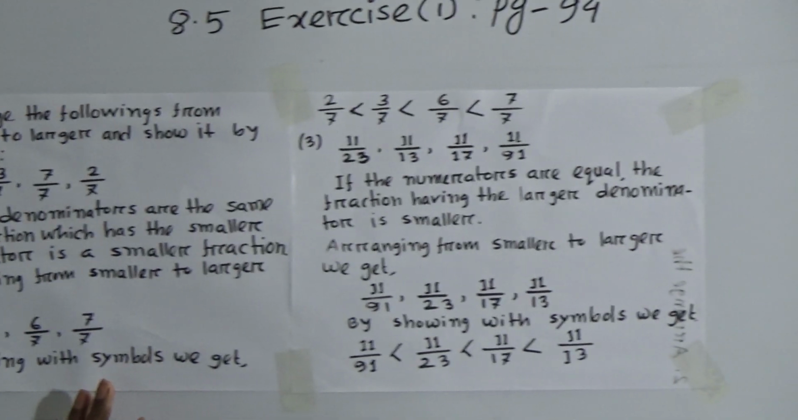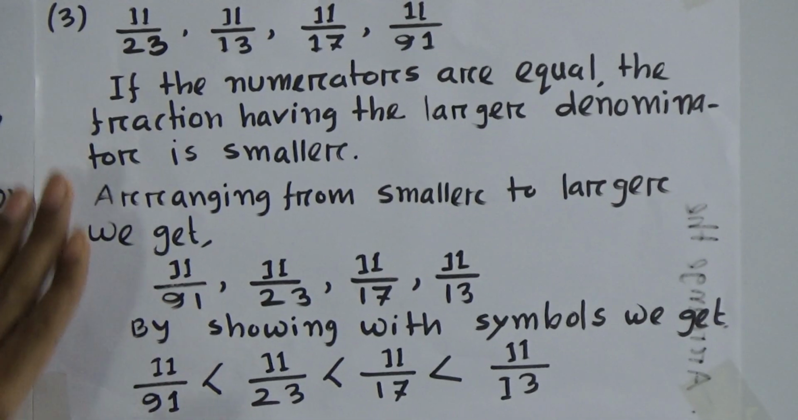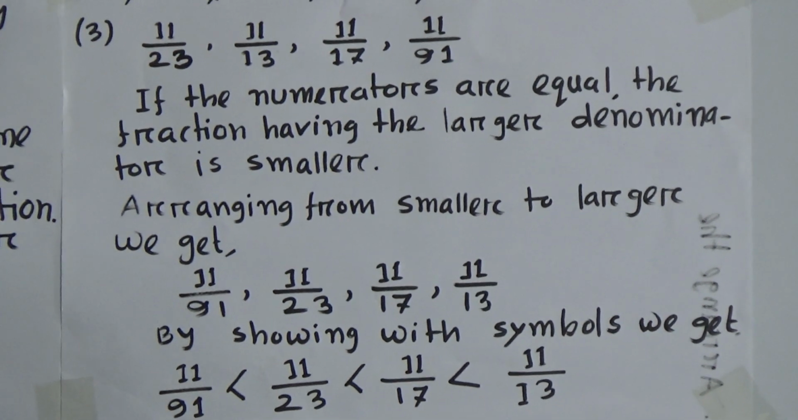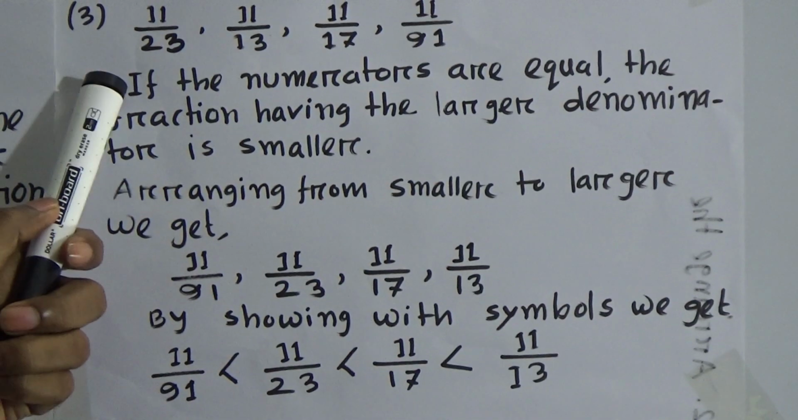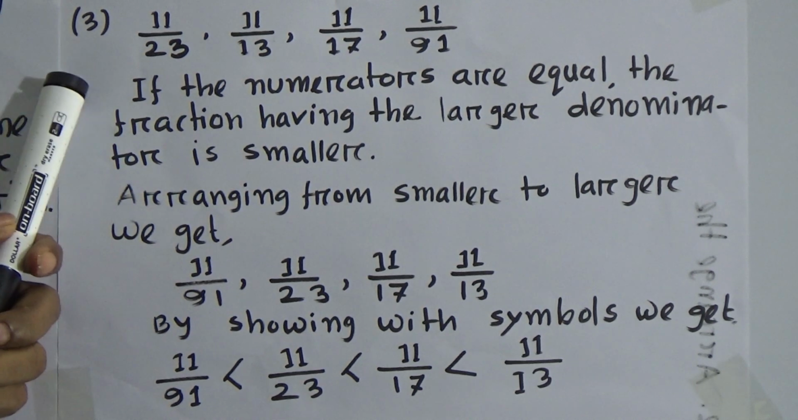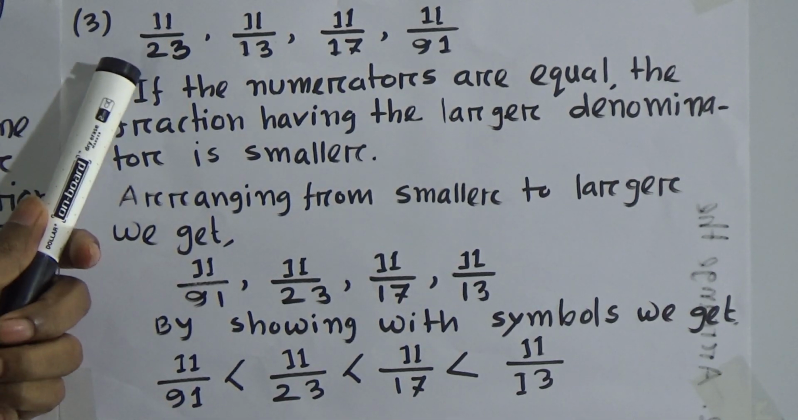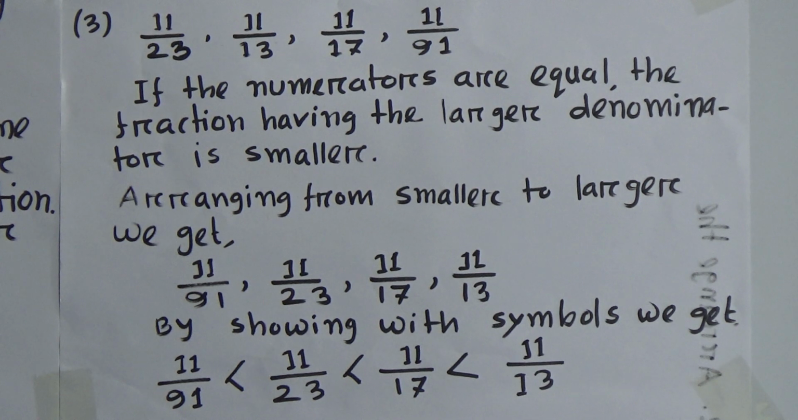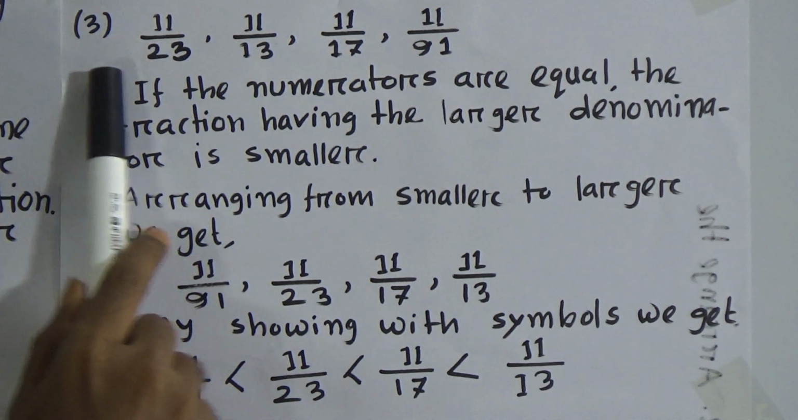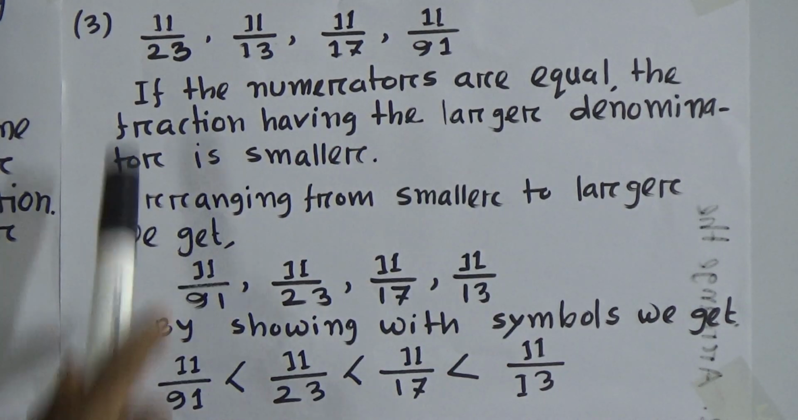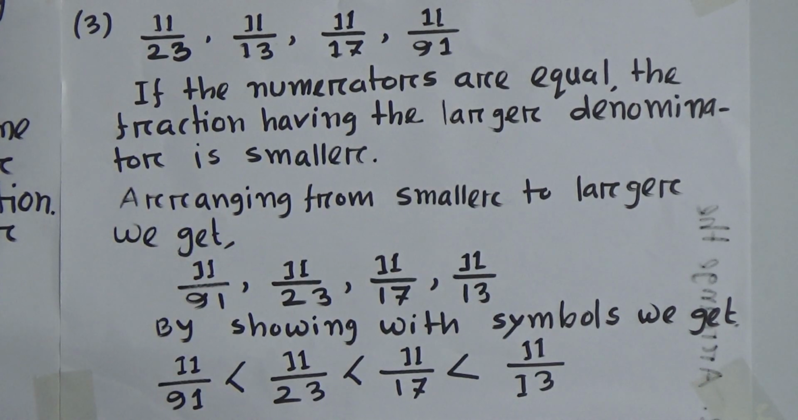Now, according to the questions, I will solve question number 3. Look, what is the question? Arrange the following from smaller to larger and show it by symbols. You see, this is the question, or this is the fraction. Now we have to arrange the fractions from smaller to larger.